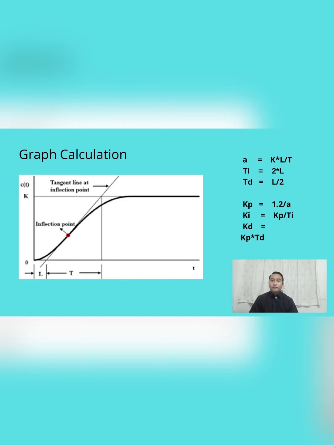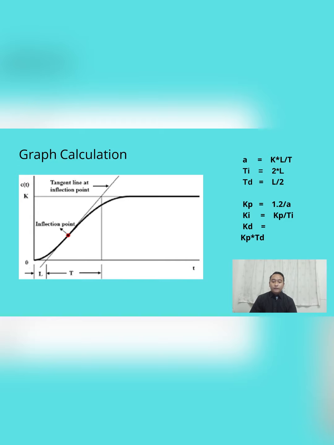We need to know the values of L, T, and K from the graph, and then we can calculate the values of KP, KI, and KD. For KP, we need to know the value of A, and A is equal to K times L over T, and then we can find the value of KP.